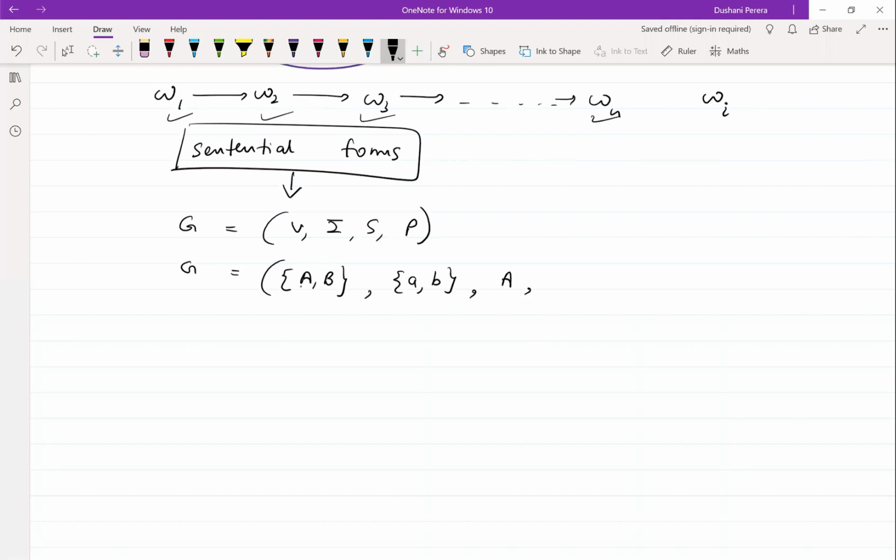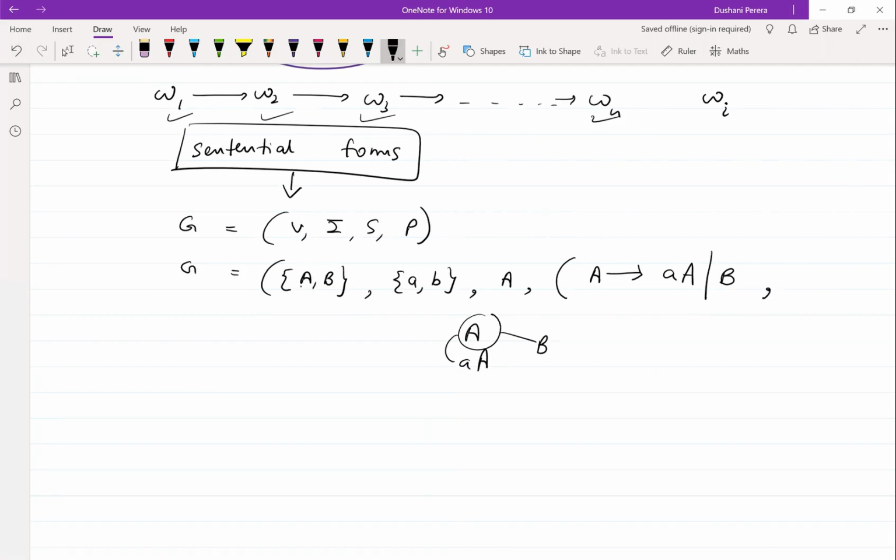And then the productions. We have one production: A translates to a A, simple a, capital A, or A can translate to B. This vertical line symbolizes the OR operation. If there is an A, you can replace it by aA, or you can replace it by B. Okay, so this is one production rule.